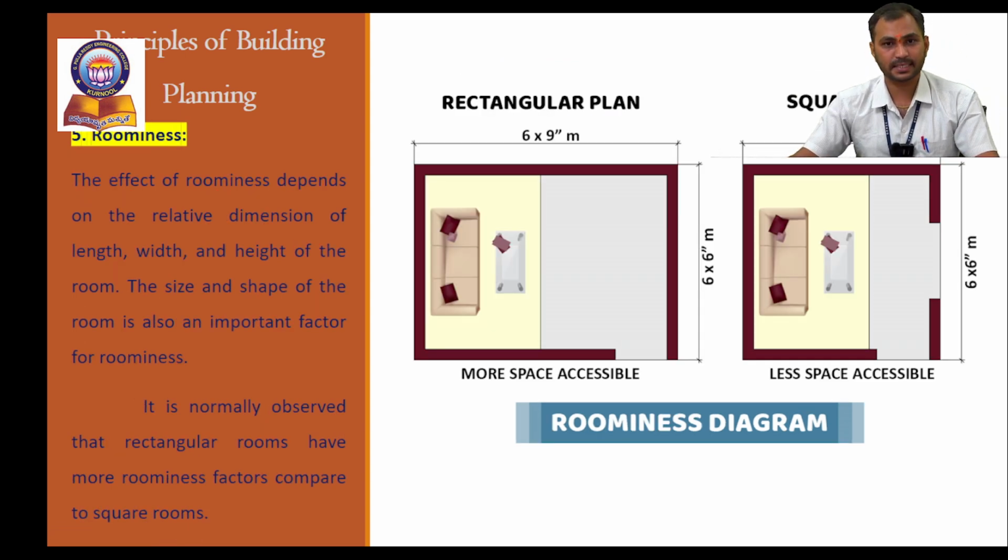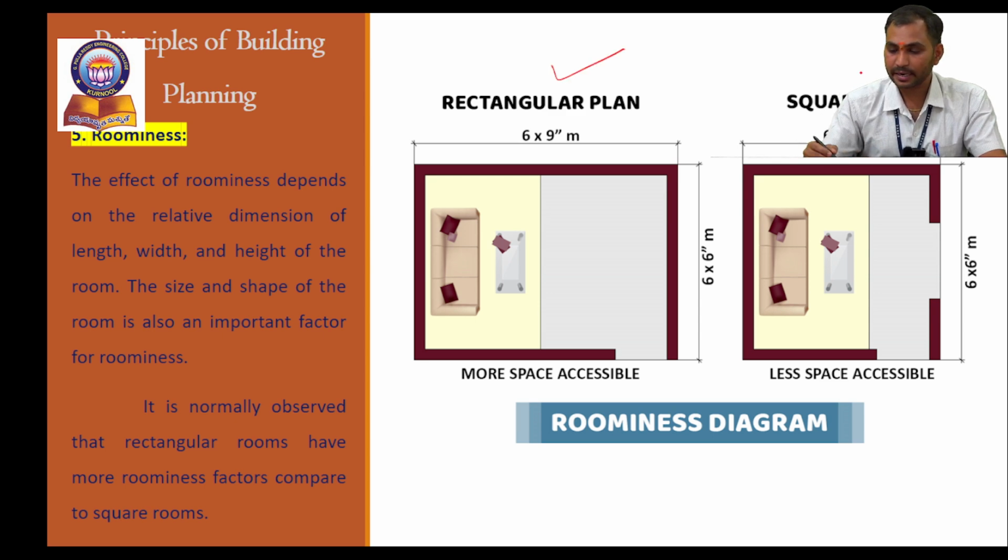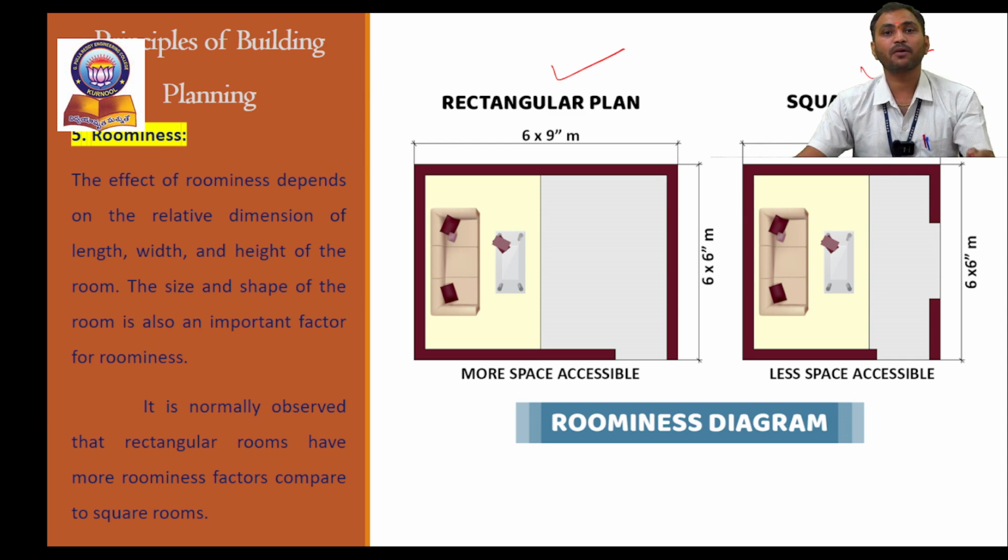Next, roominess. What is meant by roominess? Roominess is nothing but the size and dimensions of a home plan. You just observe here a rectangular plan and a square plan. Roominess is nothing but the length, width and height of our room.